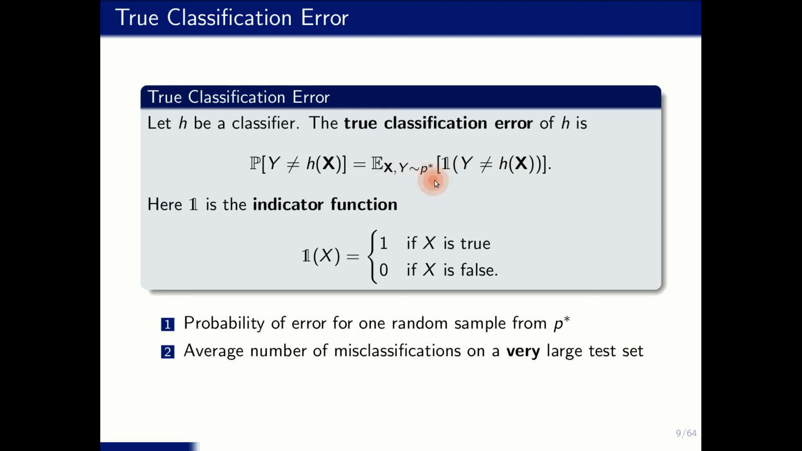So this is the same thing, and therefore we have these two different interpretations: the probability of error for a random sample from P star, or the average number of misclassifications on a very large test set. This is a very worthy goal, our ideal goal when we learn classifiers. However, there's a problem: this true classification error cannot be computed exactly in practice.